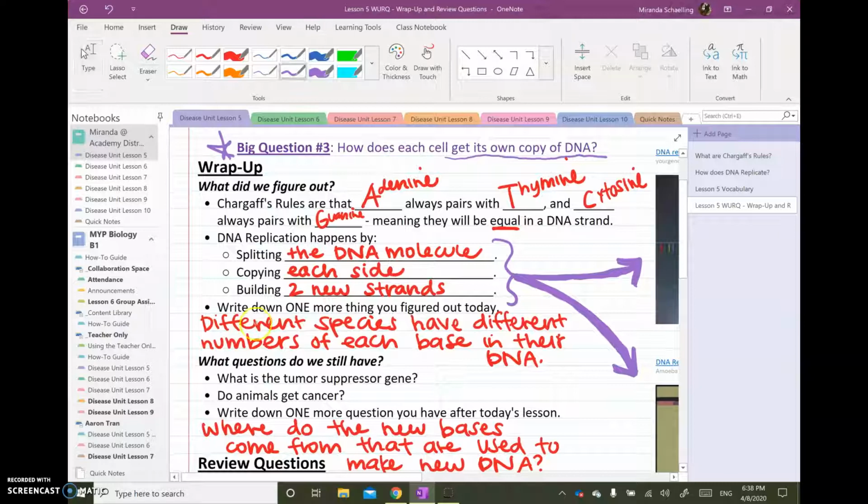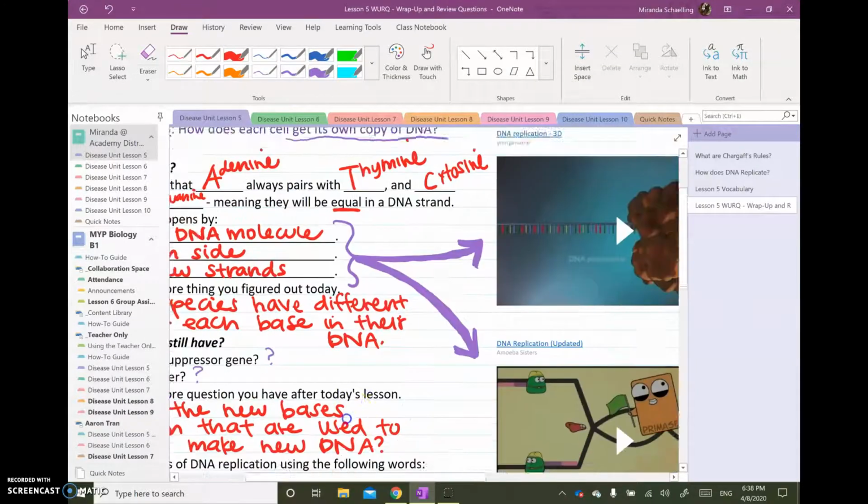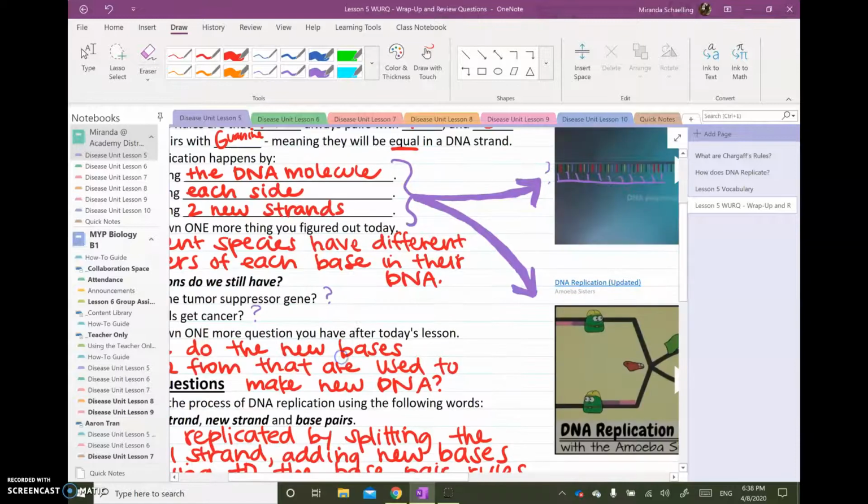And then write down one more thing you figured out today. I said different species have different numbers of each base in their DNA. That goes back to the Chargaff's rules. Okay, and then what questions do we still have? What is the tumor suppressor gene? We're going to find out. How do animals get cancer? We're going to find that out too. And where do the new bases come from that are used to make the new DNA? So when we're building, like over here, a new strand of DNA opposite the original, where do those nucleotides come from?